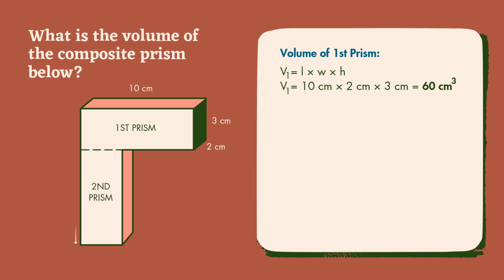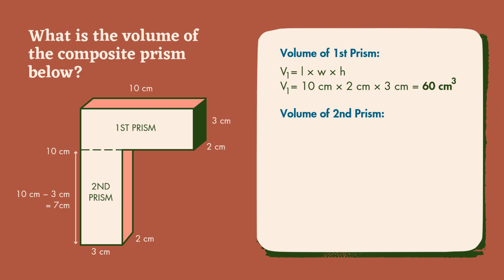And for the second prism, we're also going to get the volume. As you can see, the height of this composite prism is equal to 10 centimeters, but we already used 3 centimeters of it. That's why we're just going to subtract 10 centimeters minus 3 centimeters. Then the height of the second prism is 7 centimeters. As for the length, this is equal to 3 centimeters, and the width is equal to 2 centimeters.